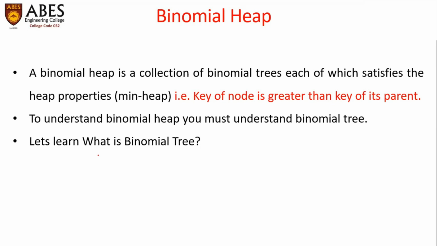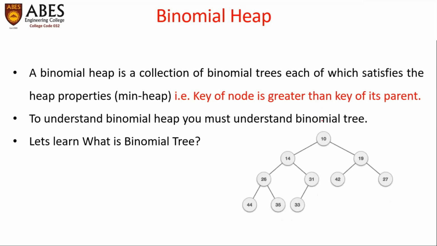Now what does this min heap mean? In min heap, the key of a node is always greater than the key of its parent. Let me explain it with the help of an example. For example, if we are standing at this particular node where the key value is 10, we can see that both of its child nodes, 14 and 19, are greater than 10. Similarly, if we are at this position, we can see both 26 and 31 are greater than 14. And similarly, we have it for other nodes as well.